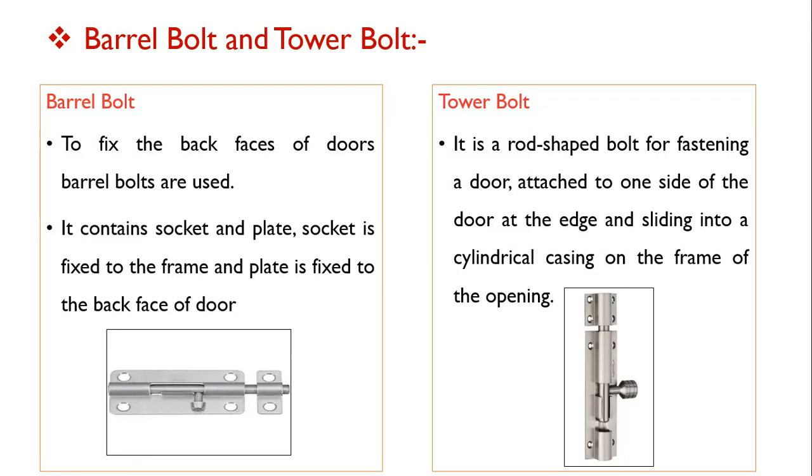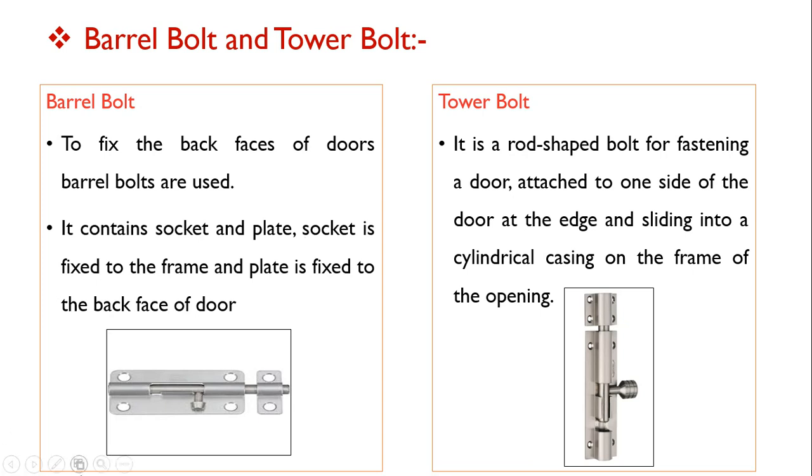Now barrel bolt and tower bolt. In terms of comparison, here we can see the barrel bolt. To fix the back face of the door, barrel bolts are used. A tower bolt is a rod shaped bolt for fastening a door, attached to one side of the door at the edge and sliding into a cylindrical casting on the frame of the opening. On the top of the door shutters, this type of tower bolt is used to close them from inside. Barrel bolts close doors from the back side.